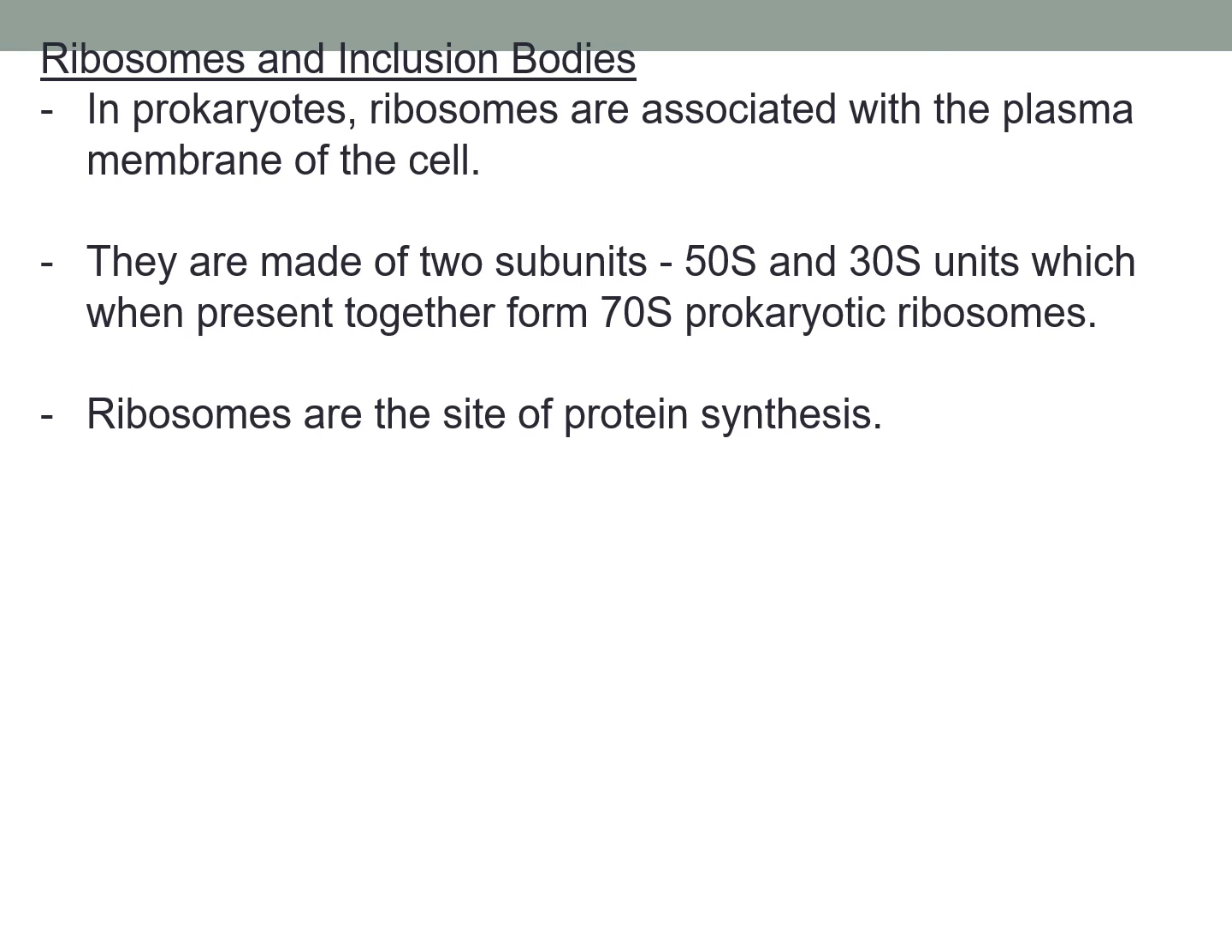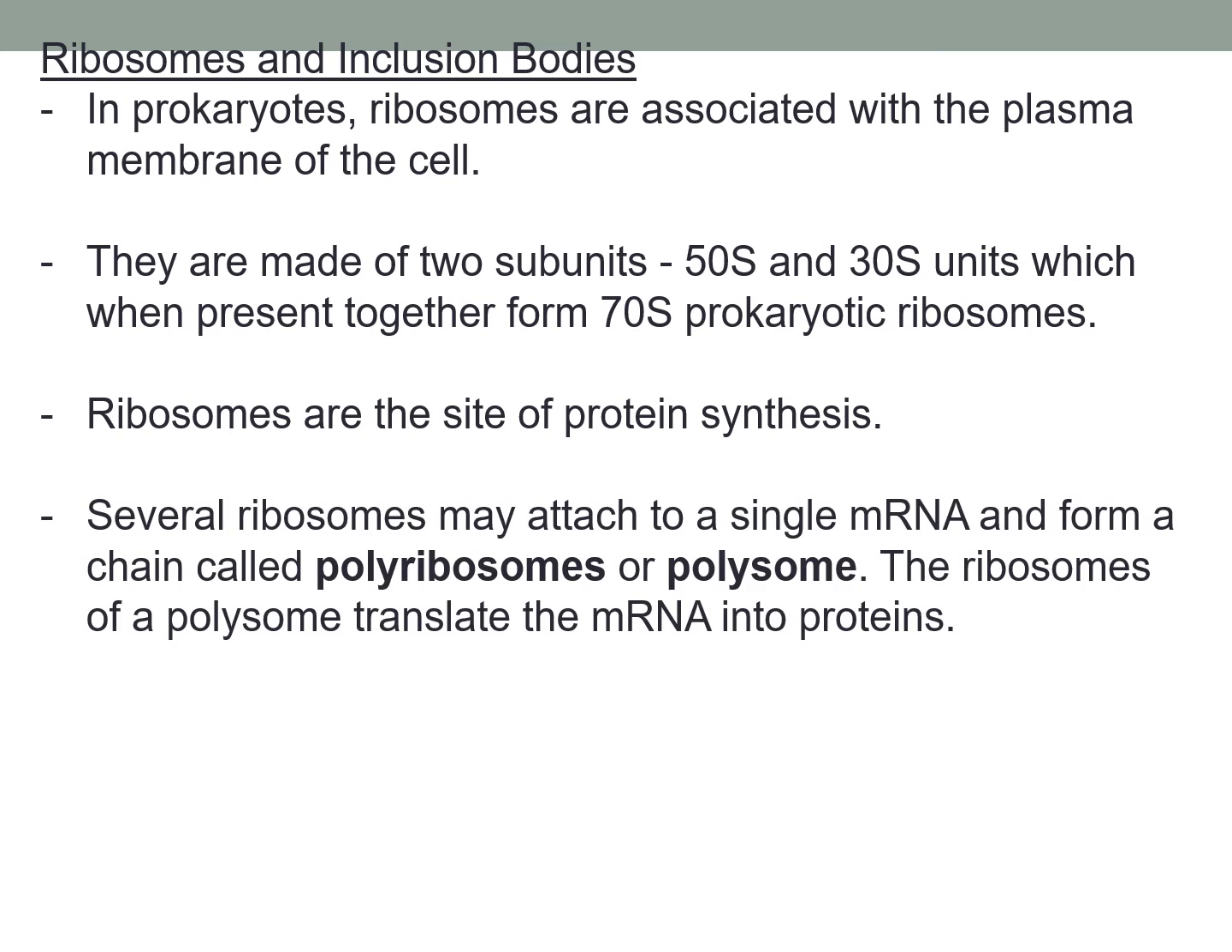Ribosomes are the site of protein synthesis. Several ribosomes may attach to a single mRNA and form a chain called polyribosomes or polysome. The ribosomes of a polysome translate the mRNA into proteins. So when many ribosomes get attached on an mRNA molecule, it is called a polyribosome or polysome.